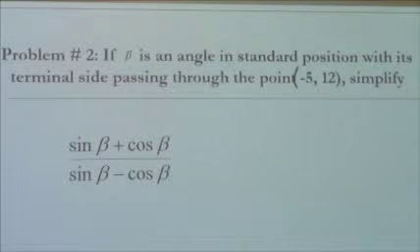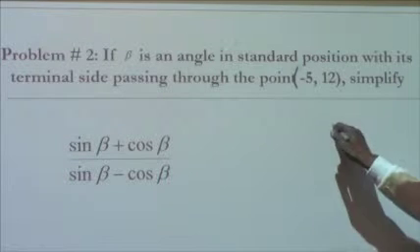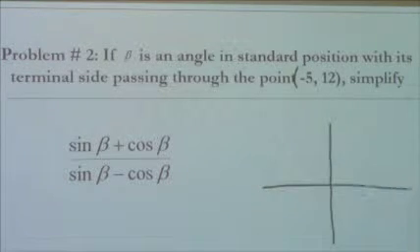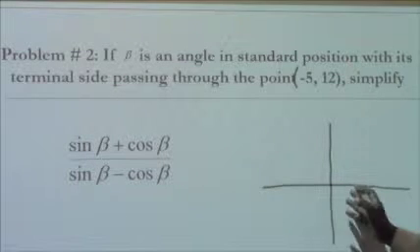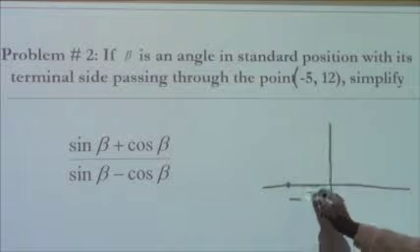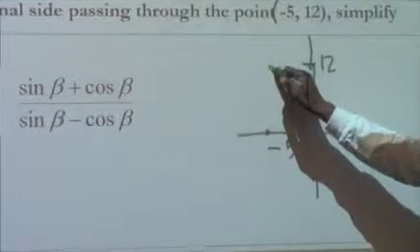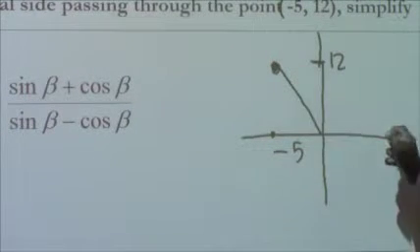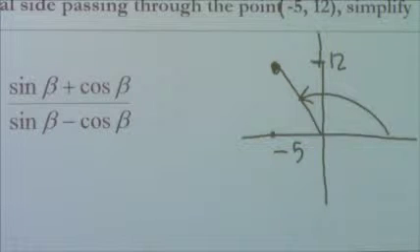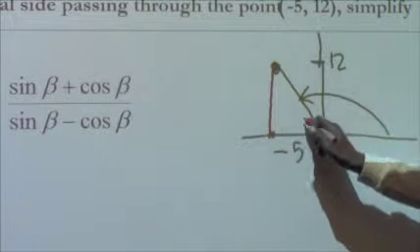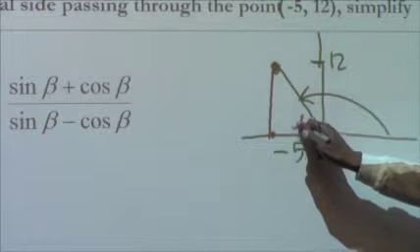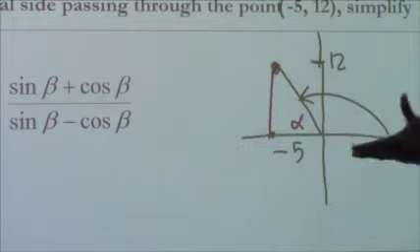If beta is an angle in standard position with this terminal side, so this angle beta is in standard position with this terminal side. So let's say this is -5, and this is going to be, say, 12. So this is going to be the terminal side right here. So the angle in standard position will be this angle. In this problem we need to find sine and cosine of beta. To do that, we're going to use this reference angle over here. I can even call it alpha. Doesn't matter. I will use that to find the sine and cosine of beta.